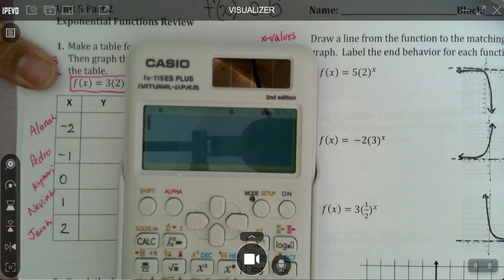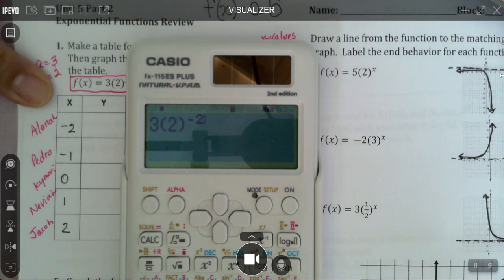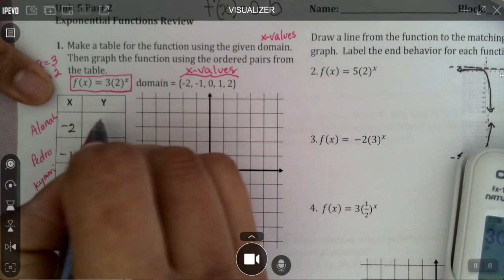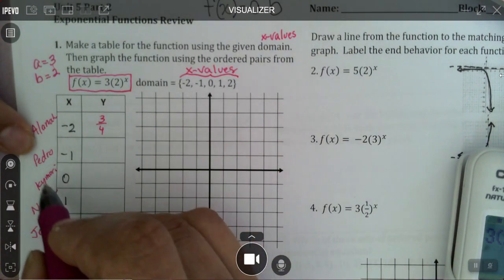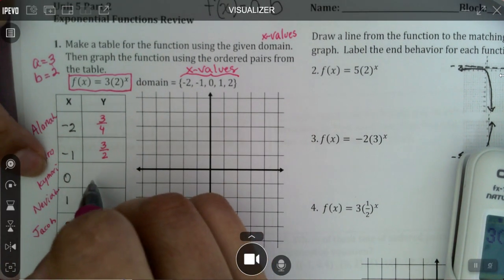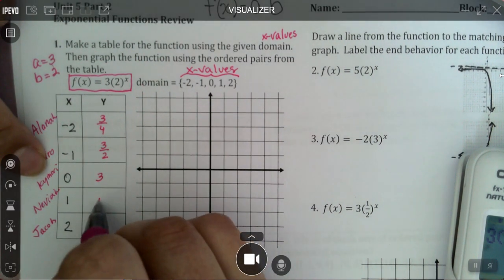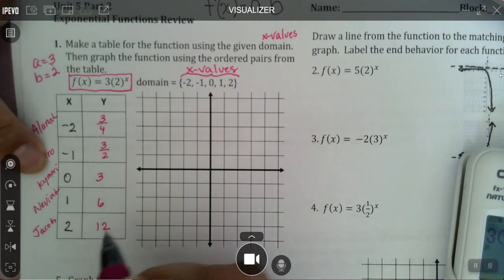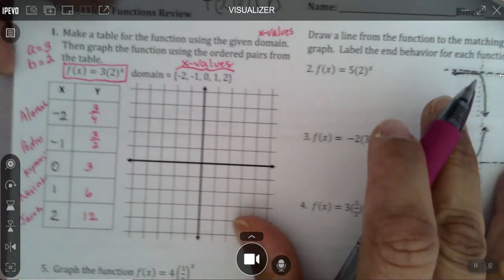All you have to do is 3 times parentheses 2 raised to the negative 2. Any questions? So what do we get, Alana? Three over 4. All right, Pedro, what do we get? Kamori, what do we get? Nevia? Jacob? All right, so now plotting points.